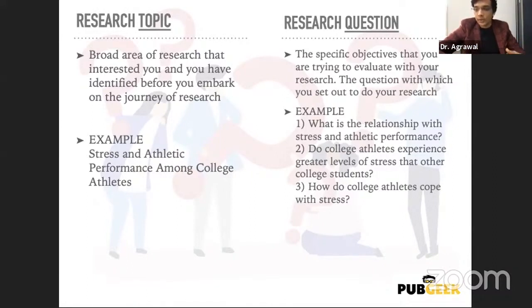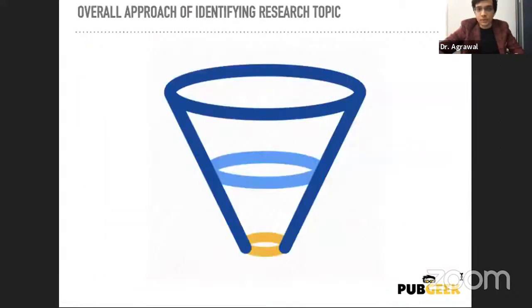So although your topic is related to stress and athletic performance among college athletes, you could frame your question in different ways, which would give different answers to people. So that's the essential difference between a topic and a question, where a topic is a broad area of research that interests you and you have to identify before you start on that journey of research. And the research question is the specific aims and objectives that you're trying to evaluate with the question you're asking. I hope this is clear to you guys so far.